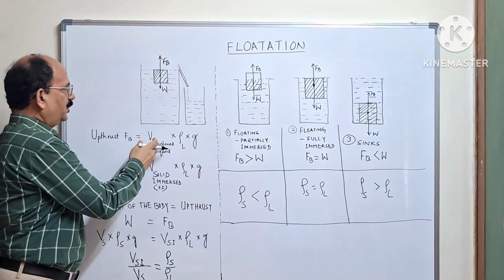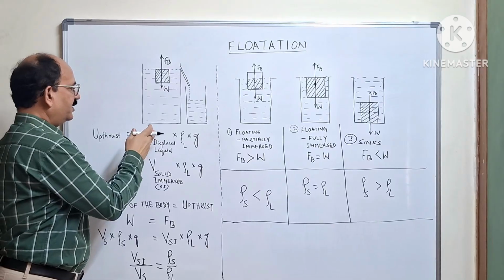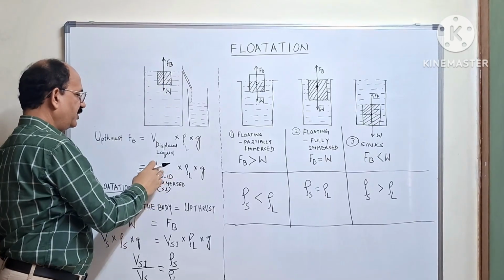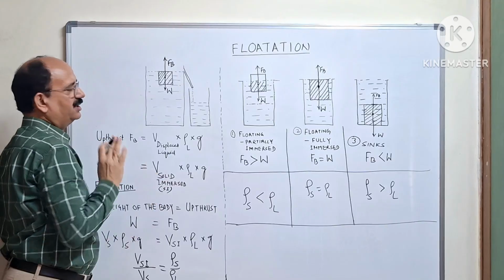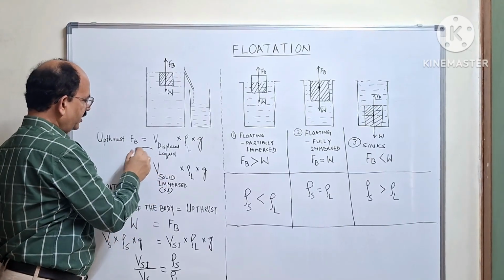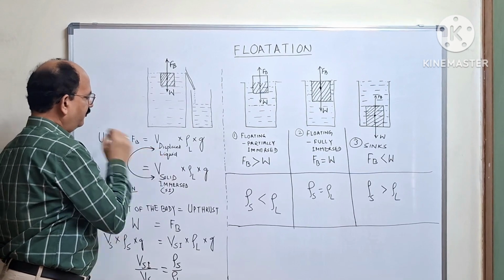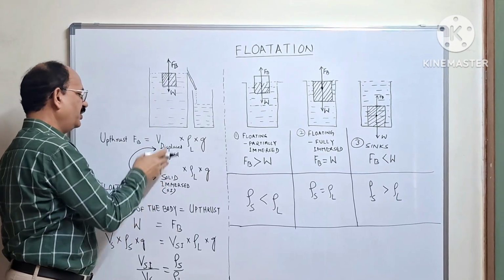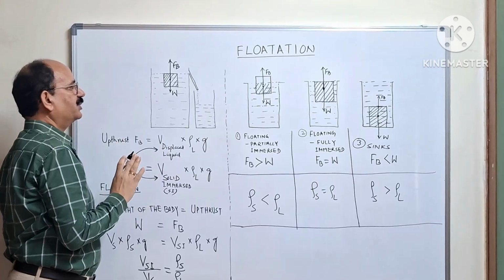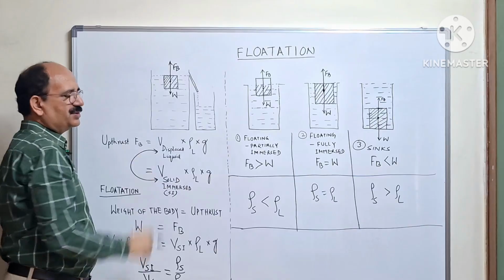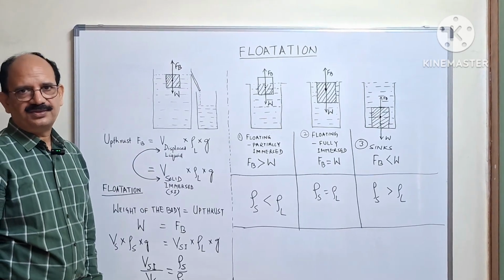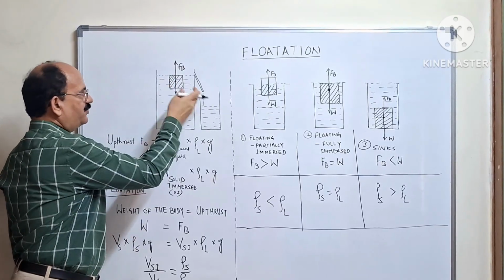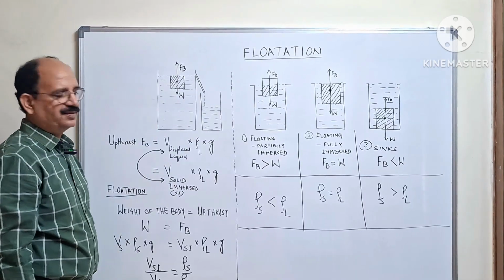Now, we know, as I discussed, that volume of the displaced liquid will be equal to the volume of the solid which is immersed into the liquid. So this is the link. Volume of the displaced liquid will be equal to the volume of the solid which is immersed in the liquid. The object can be fully immersed, the object can be partly immersed. Whatever part of the volume which is immersed in the liquid, that much of liquid will be displaced out.